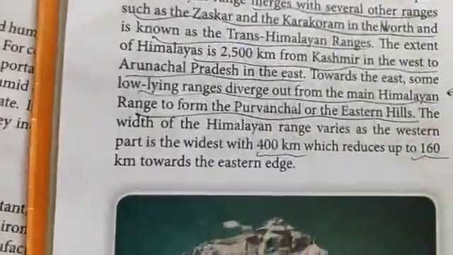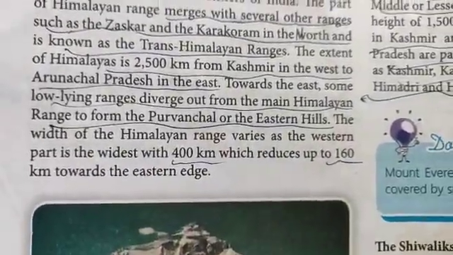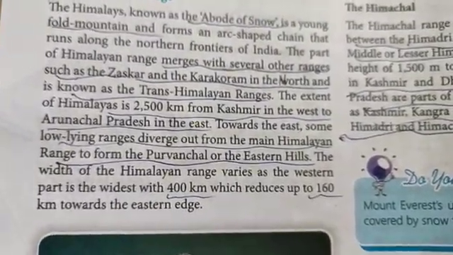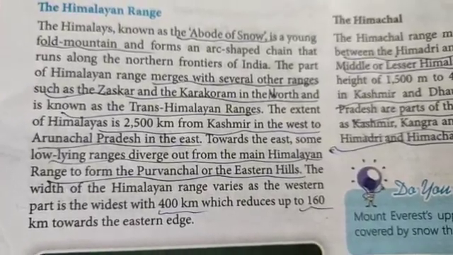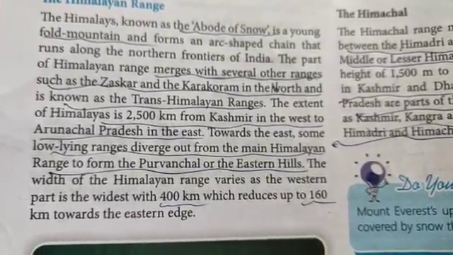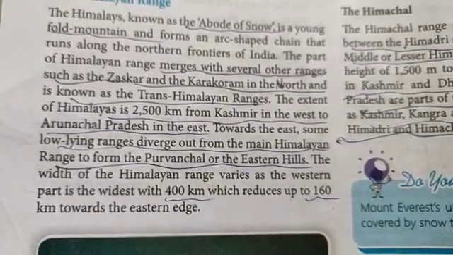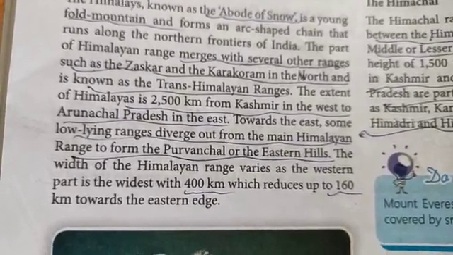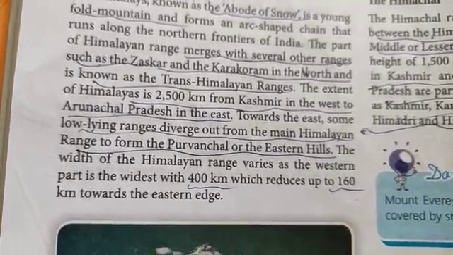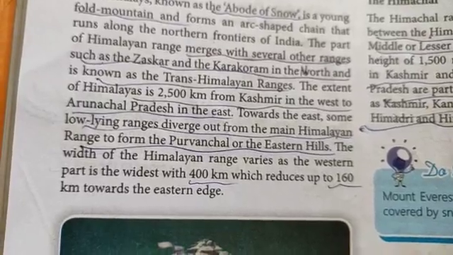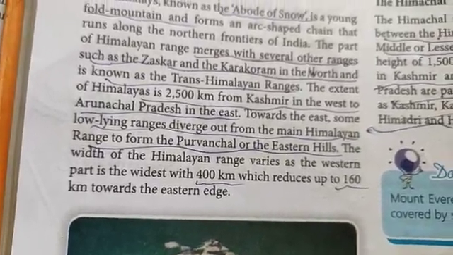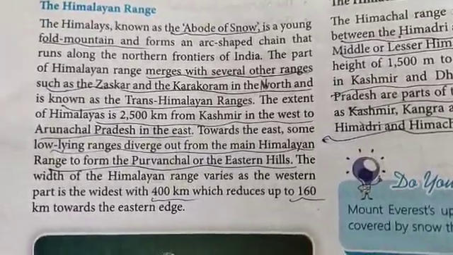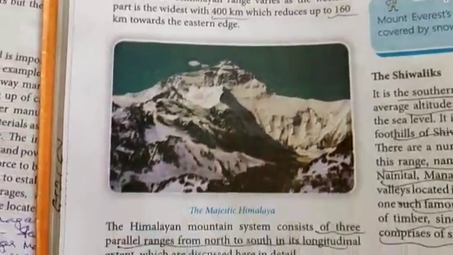Now coming back to page number 74. The extent of the Himalayas is 2,500 km from Kashmir in the west to Arunachal Pradesh in the east. Towards the east, some low-lying ranges diverge out from the main Himalayan range to form the Purvanchal or the eastern hills. The width of the Himalayan range varies, as the western part is the widest with 400 km, which reduces up to 160 km towards the eastern edge. Now children, whatever you see underlined over here, make sure that you are underlining as well.